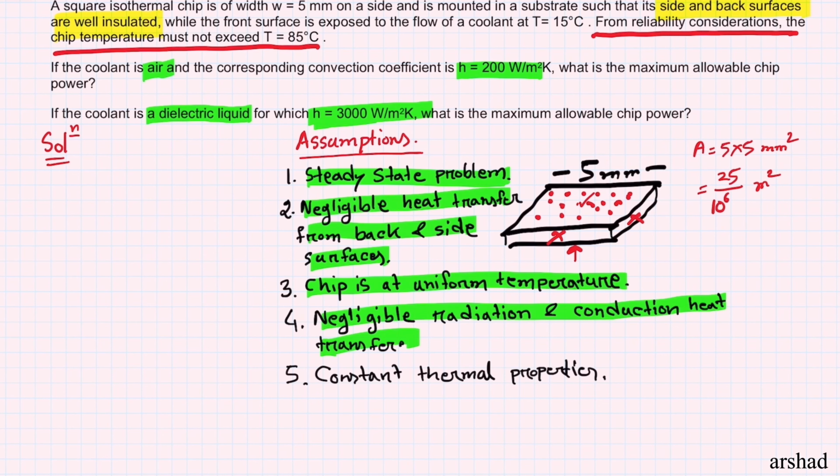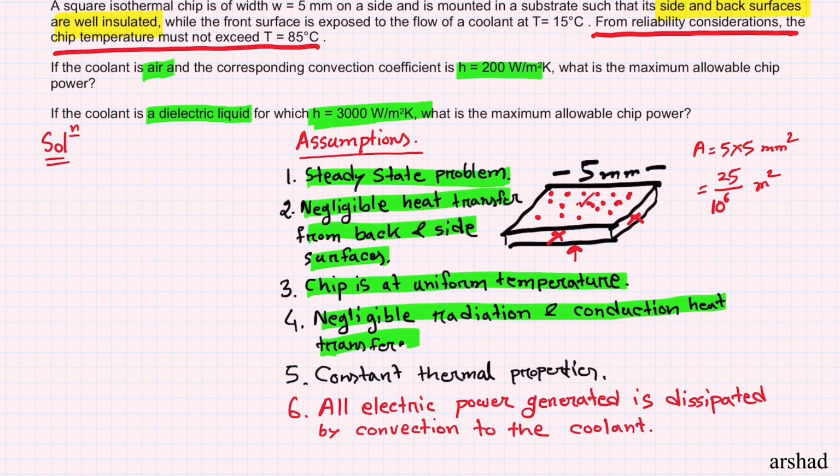The fifth assumption is that we're assuming the thermal properties are constant. This is pretty standard, as we have seen over several heat transfer problems, because unless the thermal properties are constant, we're pretty much powerless to use Fourier's law or Newton's law of cooling, which works for a steady state problem. There is going to be one more assumption that is specifically needed for this problem, and it goes like this: all electric power generated by the chip is dissipated by convection to the coolant.